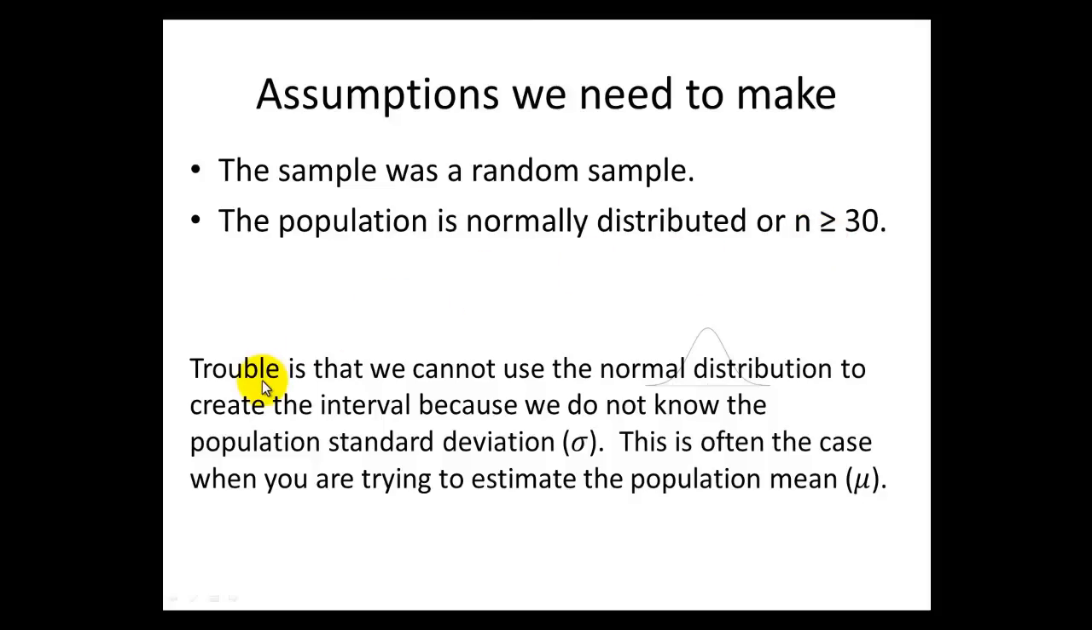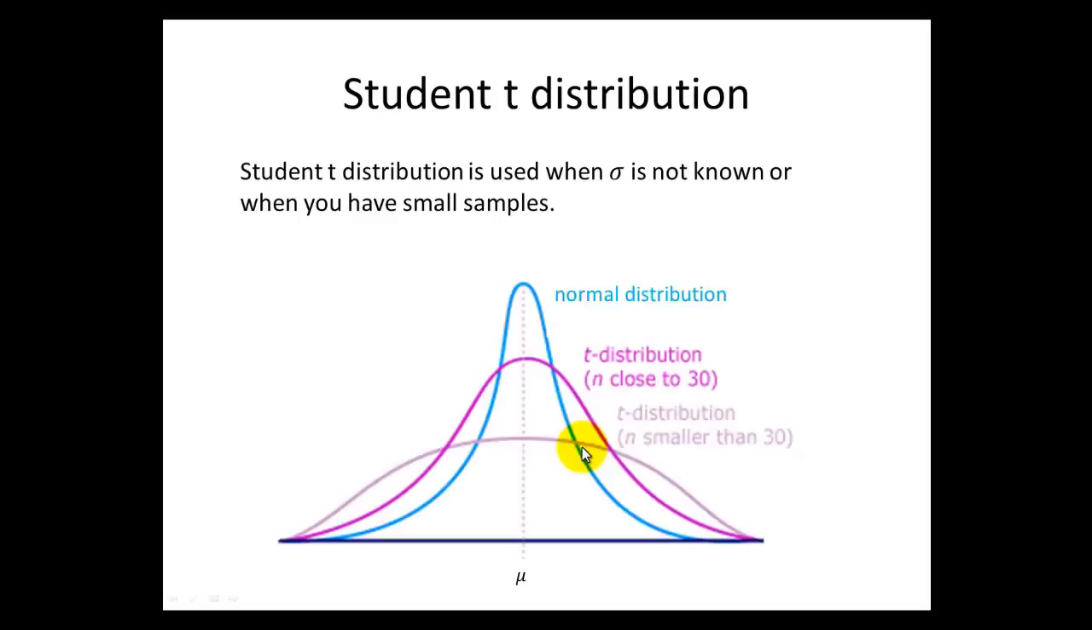The trouble we have for this lesson is that we cannot use the normal distribution to create our interval. And that's because we don't know the population standard deviation, similar to the techniques we learned prior in this module. This is often the case when you're trying to estimate a population mean. If you don't know the population mean, odds are you don't know the population standard deviation either. This brings us to a new distribution. It is called the student t-distribution. The student t-distribution is used when sigma is not known or when you have small samples.